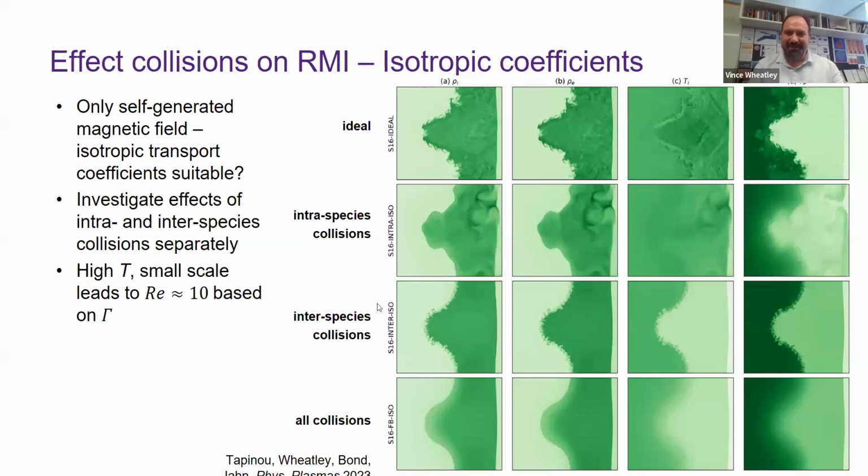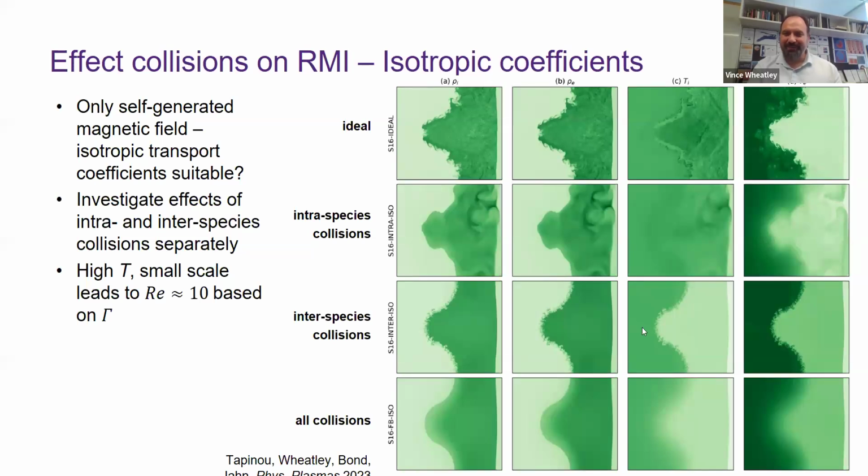In this set of results, we're looking at ion and electron density and the temperatures, and we have 4 rows of results. The first row is the ideal case with no collisional effects, similar to what we saw before. In the next row, we have only intraspecies collisional effects active. This is like viscosity, thermal conductivity type effects. Then we have only the interspecies collisional effects. This is interspecies drag, no viscosity. And then finally, all collisional effects.